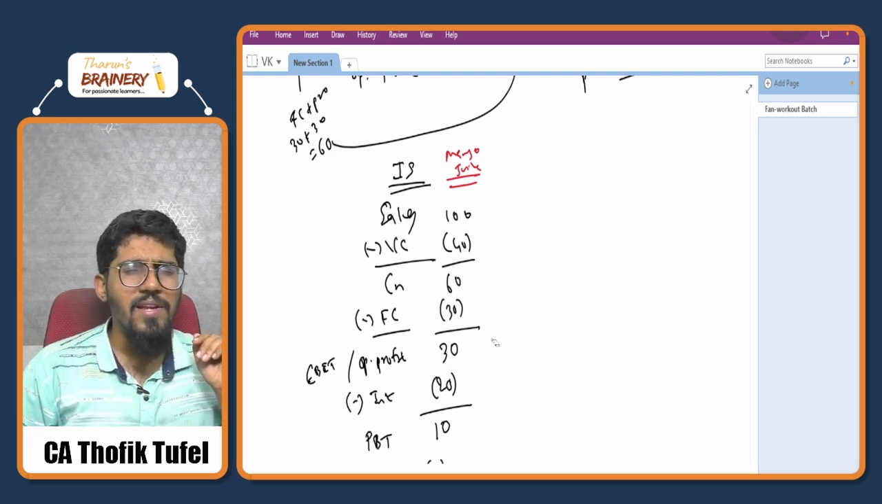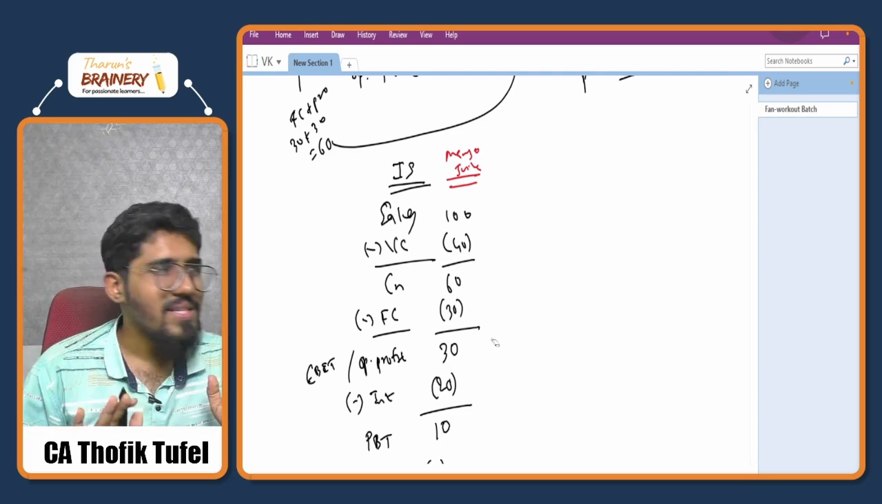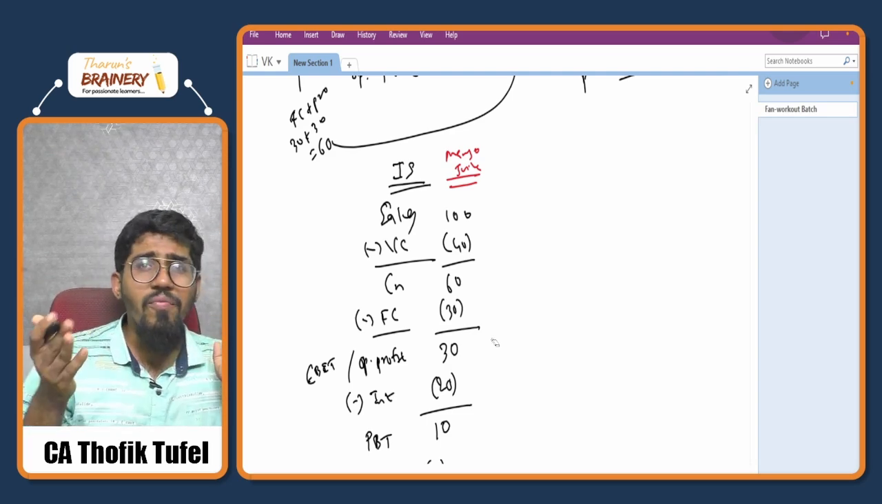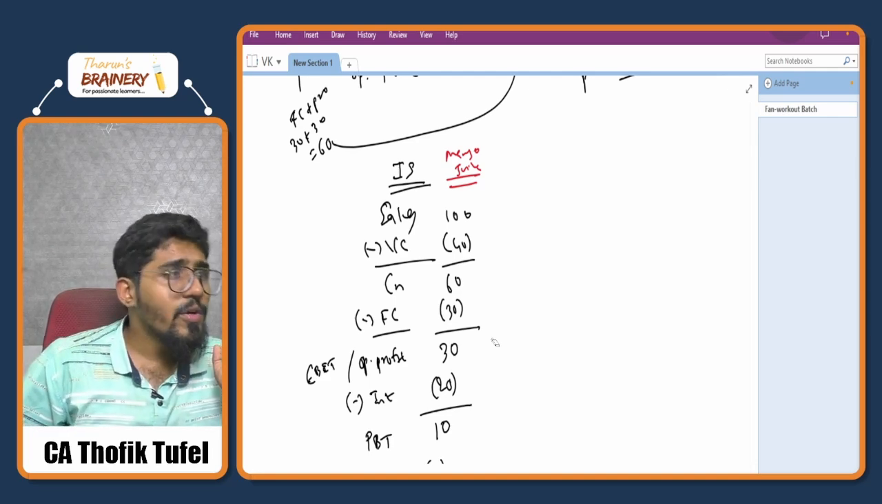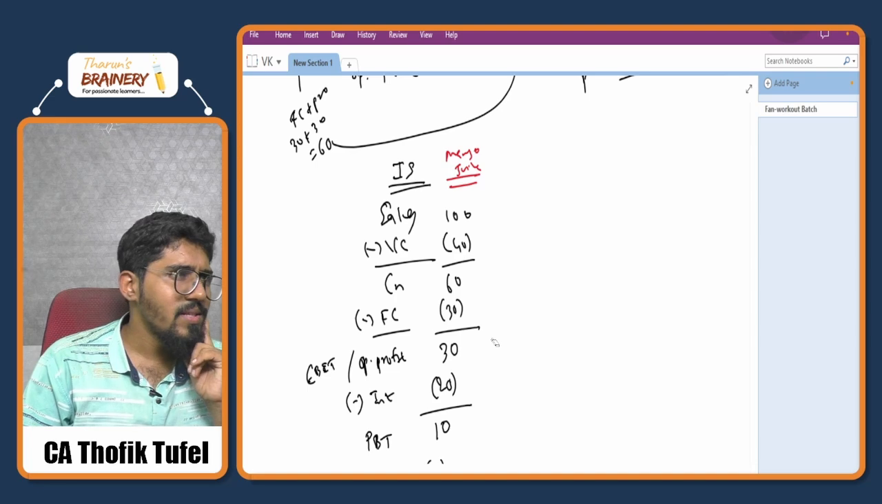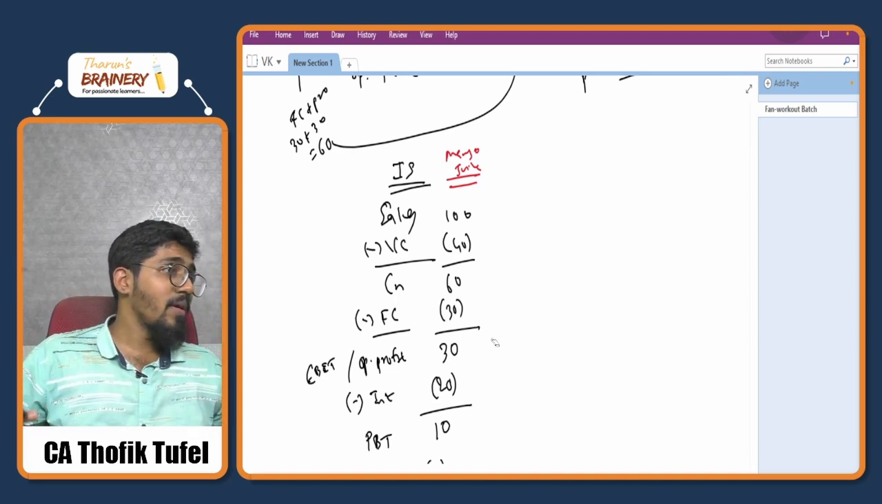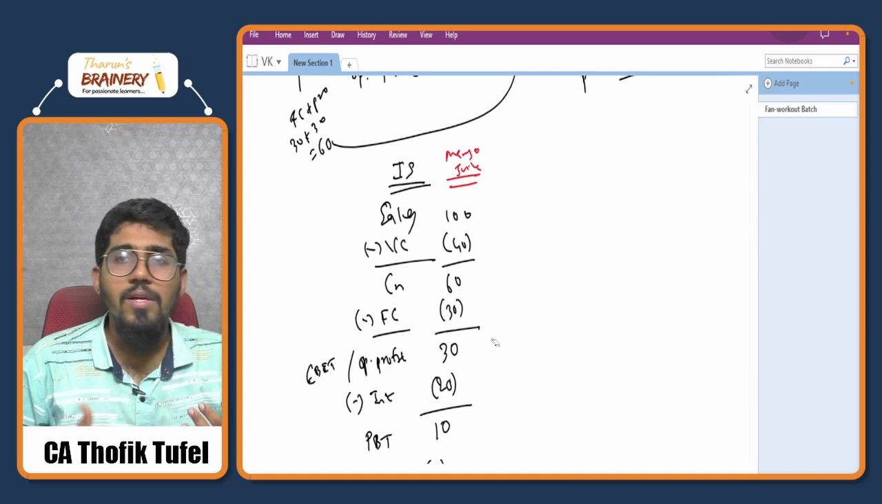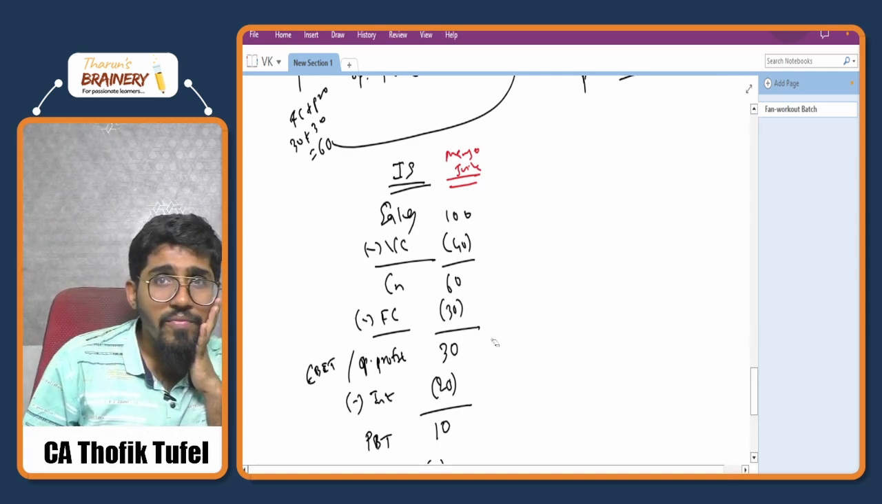So Katrina Kaif is telling, see Tawfiq, the deal is very simple. If your sales is increasing, your profit will also increase, right? I am telling, yes, if the sales is increasing, the profit will also increase. She's thinking she's very smart, but she doesn't know I am a chartered accountant.